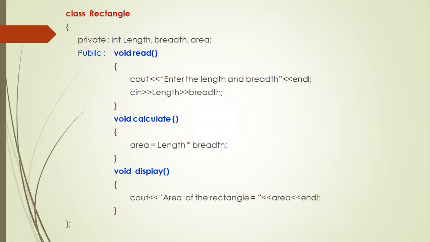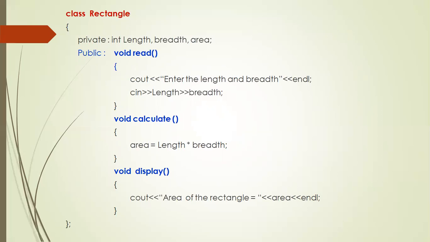Next, I'll start with public. Anyway, any class includes both data and functions. The first function is void read. That function does not accept any argument and there is no return type, hence void read. The purpose of the read function is to input the values for length and breadth: cout enter the length and breadth, cin length and breadth. The second function, void calculate, also does not accept any argument and does not return any value. There you calculate the value for the third member, area equals length into breadth. The third function is void display, and cout area of the rectangle equals the value of the area.